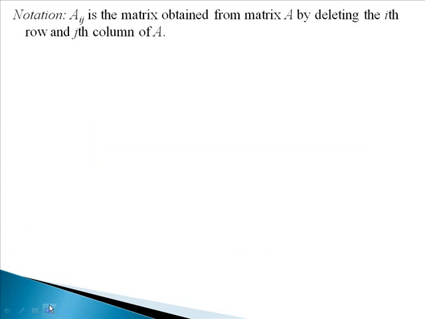Here's some notation. We have a matrix A with a subscript ij, and that is our matrix obtained from matrix A by deleting the ith row and the jth column of A. So let's look at an example here.